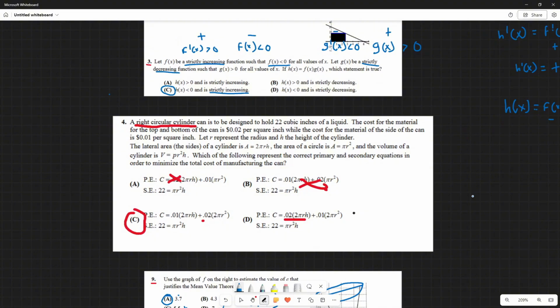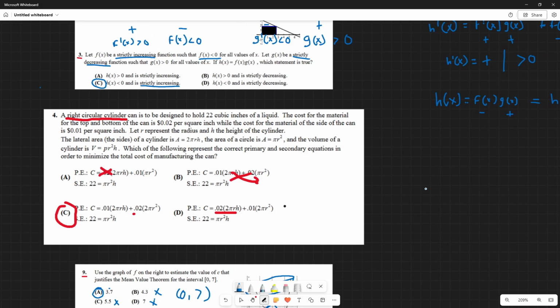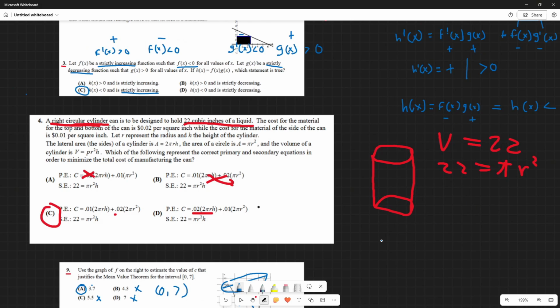Alright, so we are dealing with optimizing the cost for a right circular cylinder. So let's draw that thing out. Here we go. This is what it's looking like. So, it's designed to hold 22 cubic inches of liquid. So that means 22 is going to equal the volume of a cylinder, which is pi r squared times height. So that was the easy part.